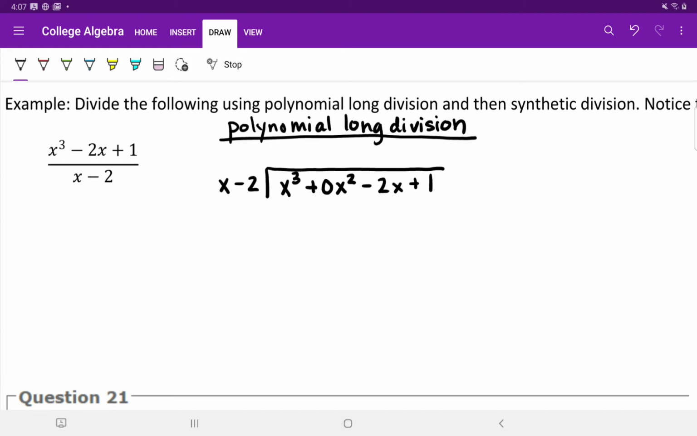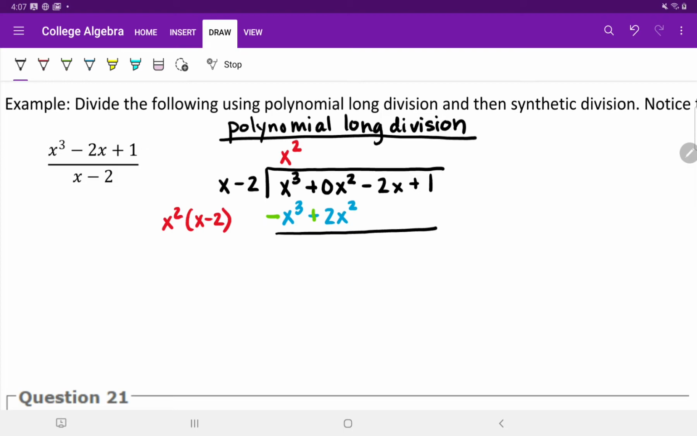The first step is we have to figure out what to multiply x by in order to turn it into an x cubed. To turn x into x cubed, you would have to multiply by x squared. So that goes on the top. Then we take the x squared and we multiply it by the divisor x minus 2. That's going to give us x cubed minus 2x squared. But since we're dividing, we subtract this, so we're going to turn our x cubed negative and our 2x squared positive.